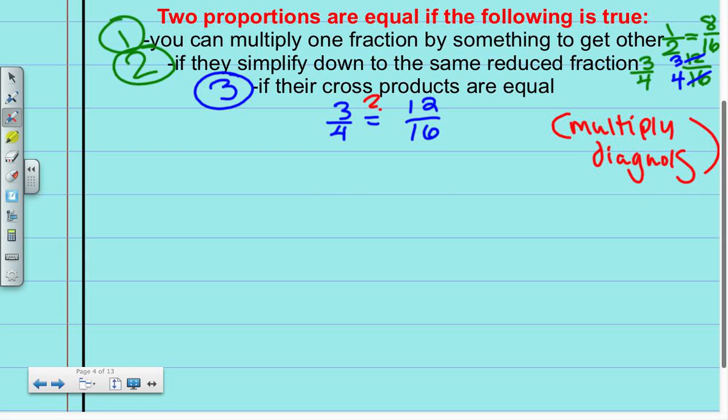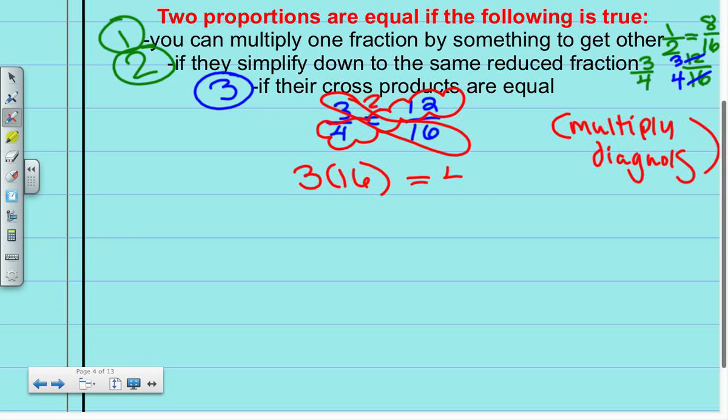So if I multiply the diagonals and their product is equal together, they are proportionate. That means, does 3 times 16, that's a diagonal, equal 4 times 12, the other diagonal? And this is where you're welcome to use your calculator to help you. 3 times 16 is 48. Does 48 equal 48? Yes. So since their cross products are equal, they are proportionate.